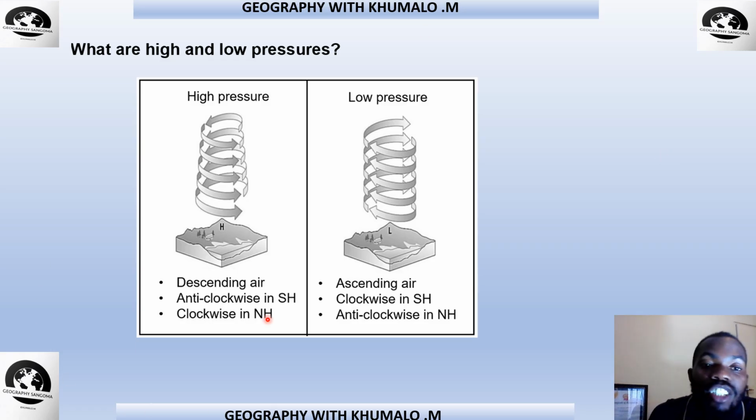So the characteristics of a high pressure, remember, the air is descending or sinking around the high pressure, and the air circulates in an anti-clockwise motion in the southern hemisphere and clockwise in the northern hemisphere. While the low pressure system has air that is ascending, with a clockwise motion in the southern hemisphere and an anti-clockwise motion in the northern hemisphere.